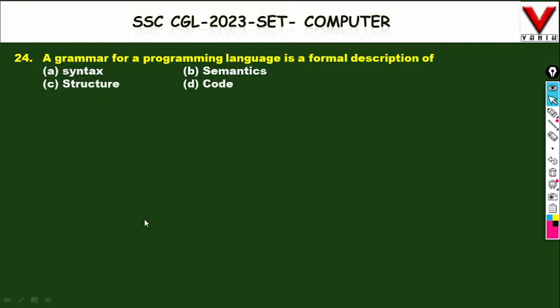A grammar for a programming language is a formal description of a dash. Options: syntax, semantics, structure, code. A grammar for a programming language. Grammar means it's a proper arrangement of a coding. It's a proper arrangement of a sentence, that is grammar.